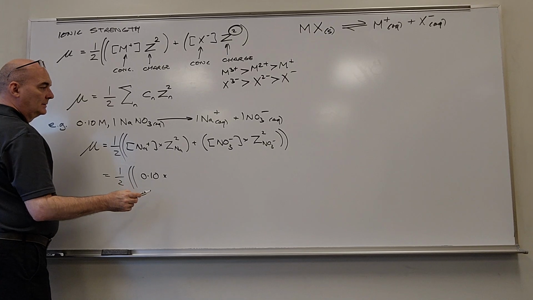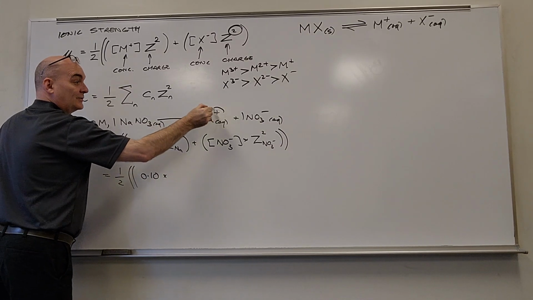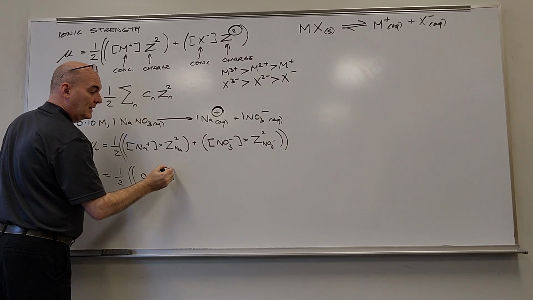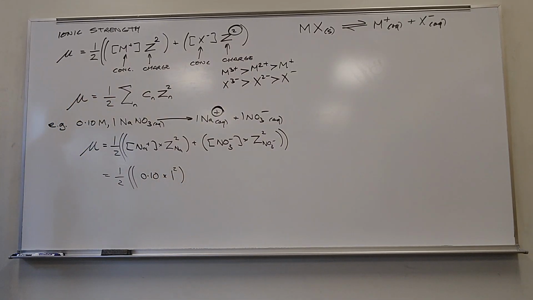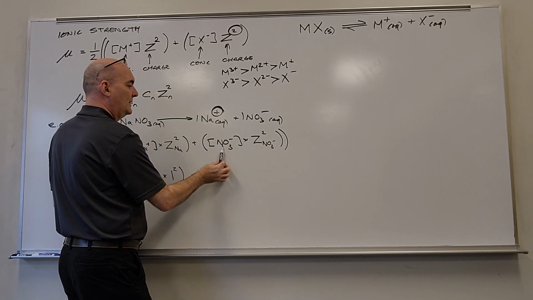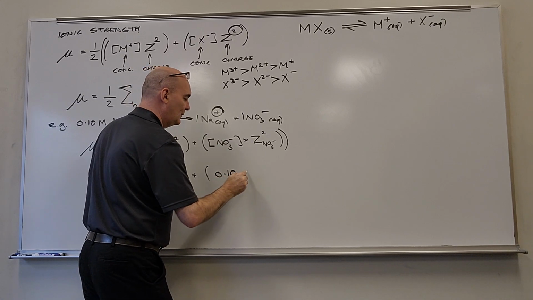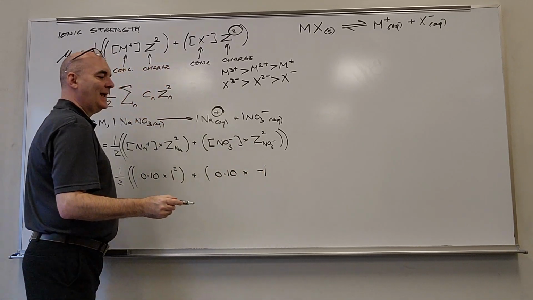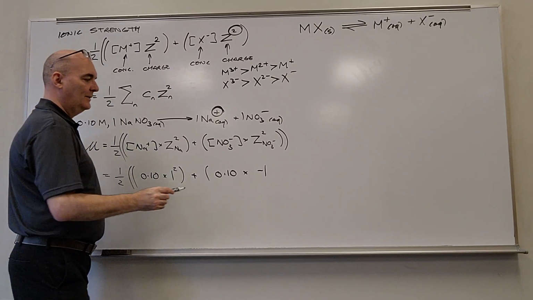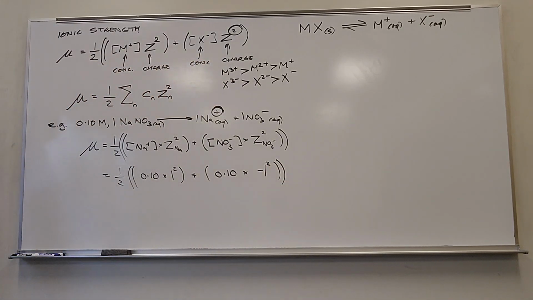Multiplied by the charge on the sodium. There's the charge on the sodium. It is 1, and I'm going to square it. 1 times itself is 1. 1 times 1 is 1. Plus, my nitrates all had to come from the sodium nitrate. So I have the same thing going on that I had with the sodium. And now my charge is -1. And the square of -1 is 1. If you don't believe me, do it on your calculator.